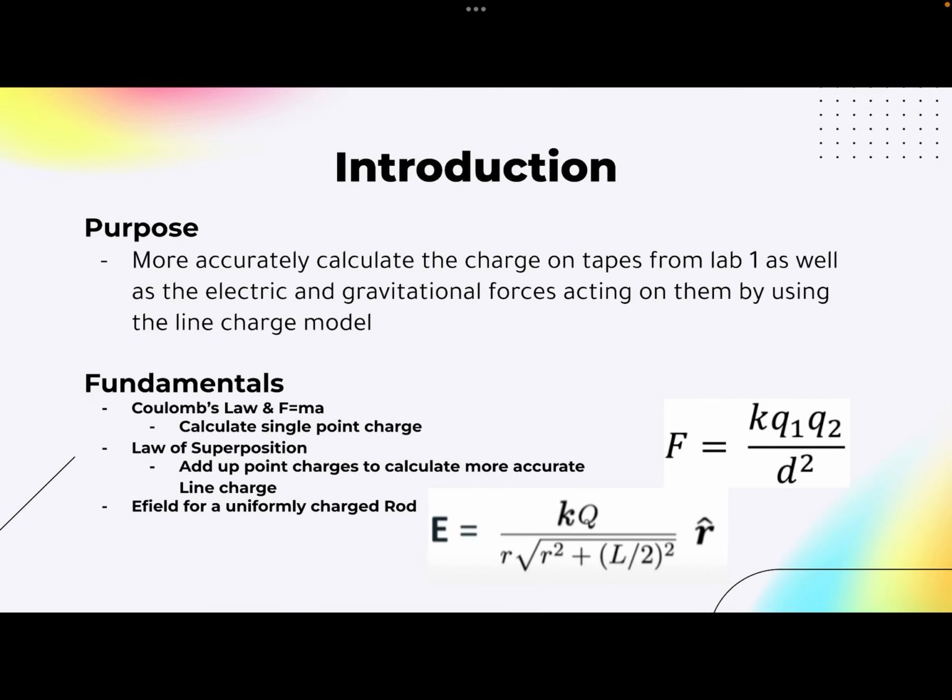So the purpose of this lab was to more accurately calculate the charge on the tapes we prepared from Lab 1, as well as the electric and gravitational forces acting on them by using the line charge model. Fundamental concepts covered include using Newton's second law and Coulomb's law to calculate the charge of the tapes when treating them as a single point charge like we did before, and then we will also have the law of superposition, which allows us to sum multiple point charges to get the net charge. This can then be applied through treating the tapes as uniformly charged rods made up of many point charges and using the following charge rod equation.